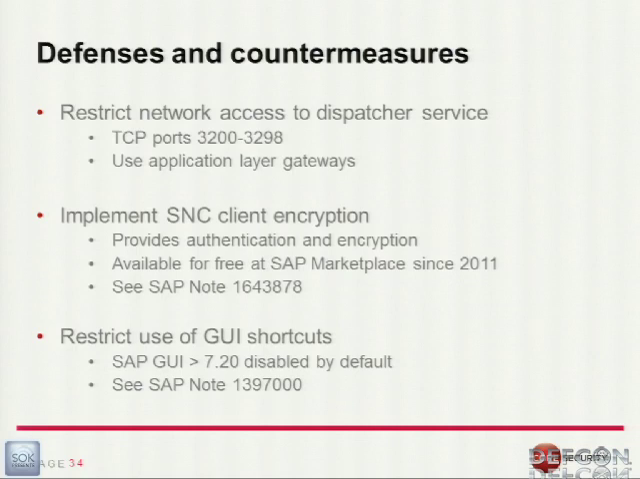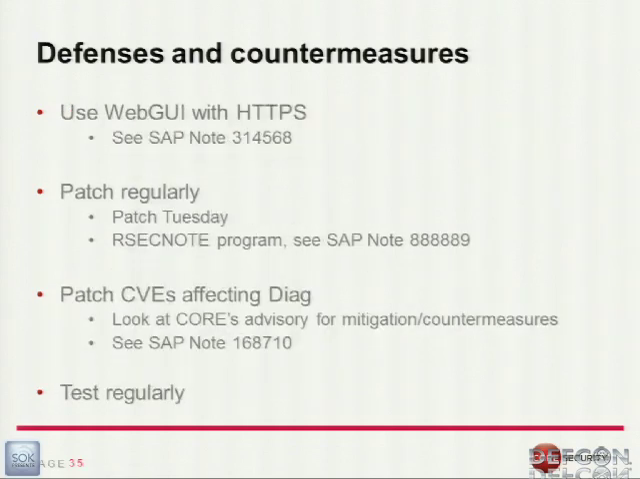Another recommendation is to restrict the use of GUI shortcuts. You can disable this function on all the SAP GUI installations. Another possibility could be to use the web GUI instead of the fat client. Obviously, patch regularly all your systems, especially those affecting the DIAG protocol. There are also additional mitigation and countermeasures recommendations in the advisory. And obviously, test regularly all your systems.